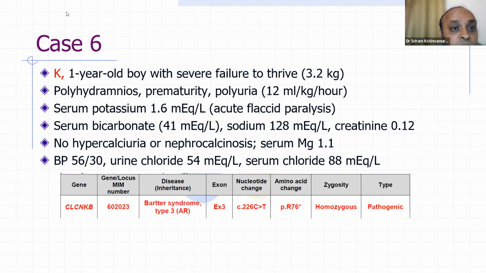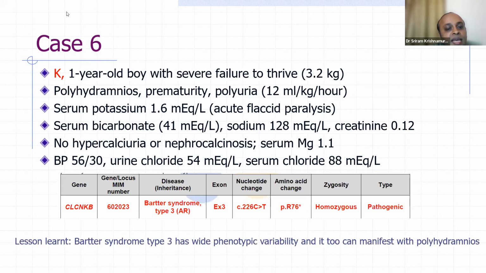Since there was polyhydramnios, we were expecting a type 1 or a type 2, but it has come out to be a CLCNKB, which is a type 3 mutation. So the lesson learned from this case is that type 3 has a very wide phenotypic variability, and it too can manifest with polyhydramnios to the extent of about 25% in some series. As I said earlier, type 3 is the most variable and the most confusing variety of Bartter.